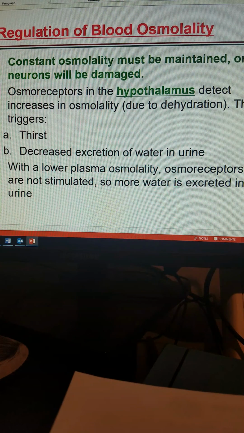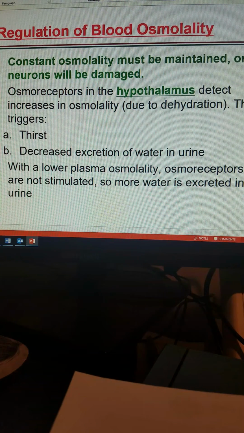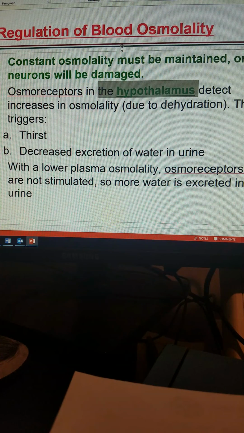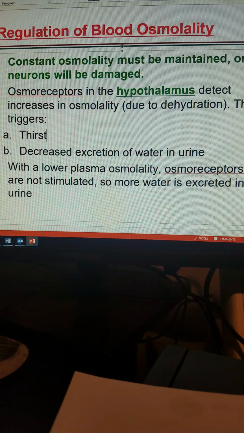Alright, what regulates our blood osmolality? What regulates it is our hypothalamus, which is located in our brain. I put it in green because it is going to be on your exam. It's going to detect whether you're dehydrated or not, and it will adjust your blood vessels to absorb or let go of water as it needs in order to keep your osmolality perfect, in homeostasis.